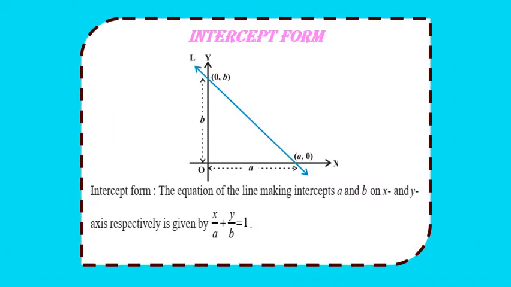Next we have intercept form, that if a line is intersecting the x and y axis at 2 points, x at (a, 0) and y at (0, b), then the equation of the line is obtained by x upon a plus y upon b equals 1, where a and b are the intercepts on the axis respectively. Clear? So pause and note down this form.